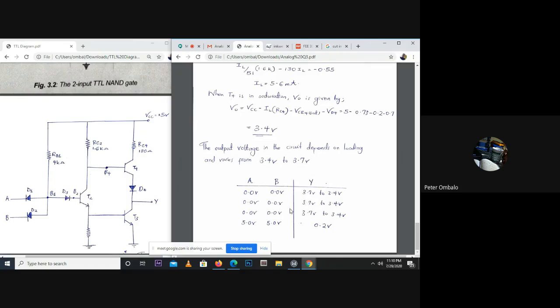We'll still have a high, 0.5 volts for A and 0.0 volts for B should still be a high. And with both held at high, we should have a low, which is 0.2 volts. And that's a TTL NAND gate.